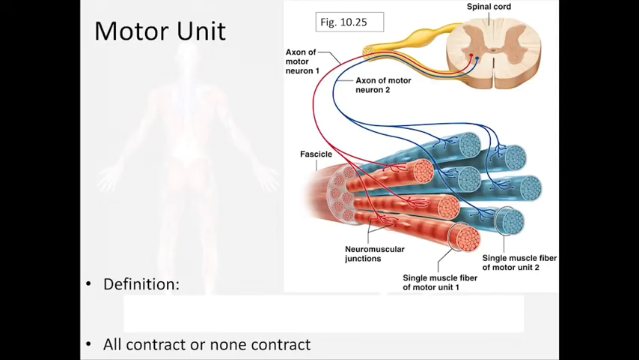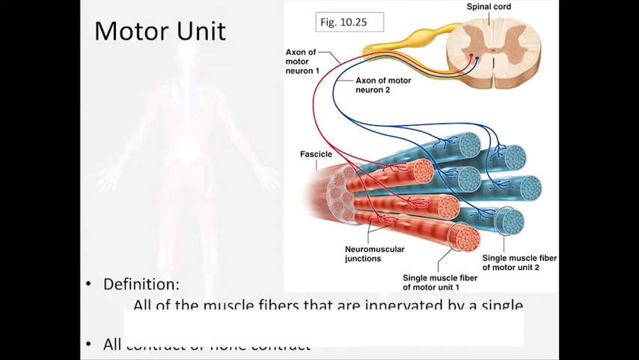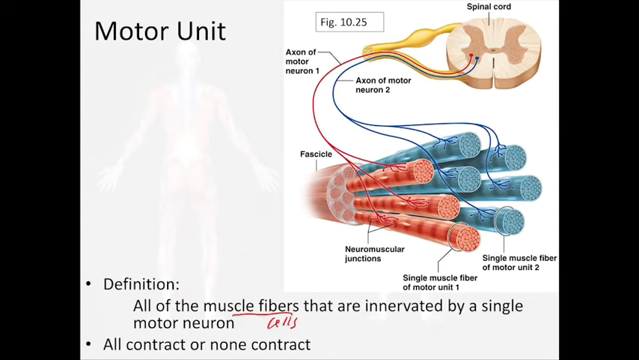Okay, let's switch gears a little bit and talk about something called a motor unit. A very important definition here is a motor unit. The definition of a motor unit is all of the muscle fibers, also known as cells, all the muscle cells or fibers that are innervated by one single motor neuron.